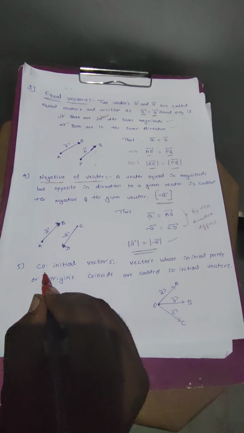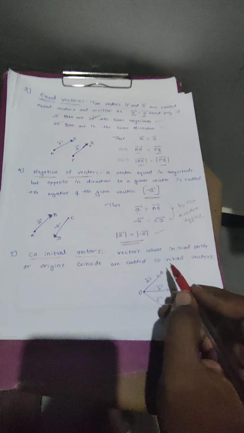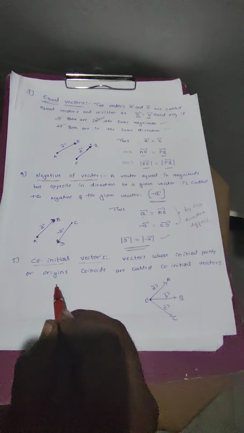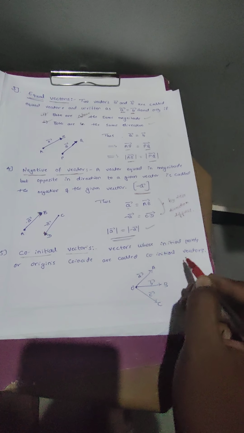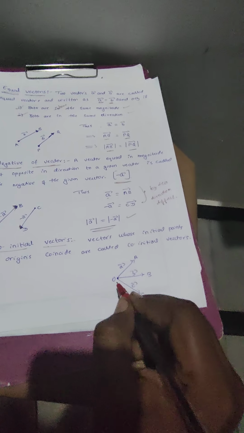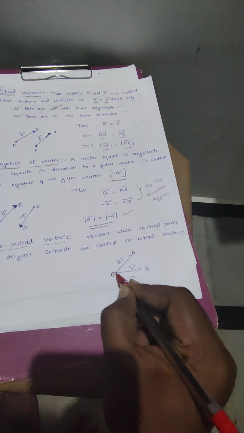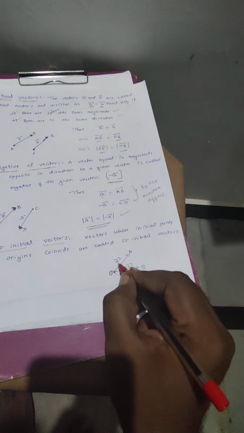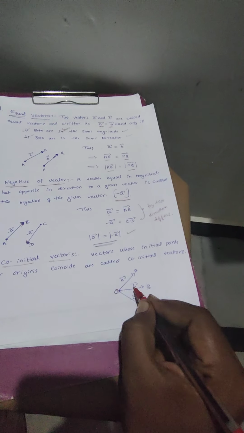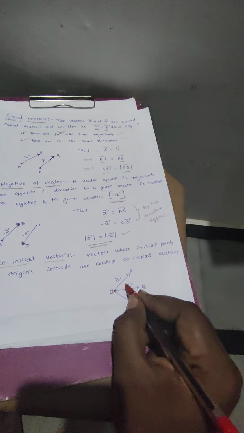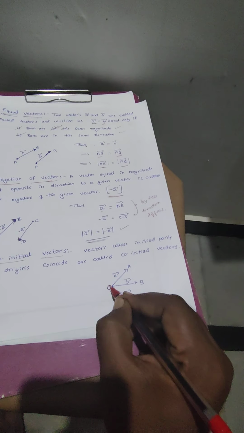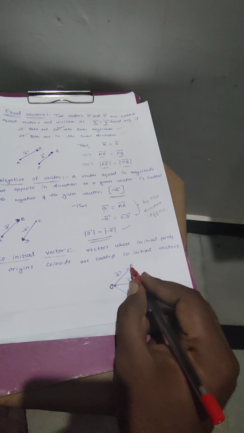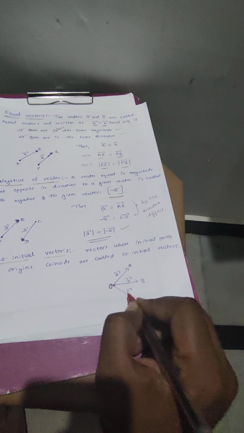Then the next type is coinitial vectors. Vectors whose initial points or origins coincide are called coinitial vectors. Here we can see the figure. O is the origin, OB, OA, OC. These are three different vectors, vector A, vector B, vector C. These three have the same origin O but different endpoints A, B, C. This is called coinitial vectors.